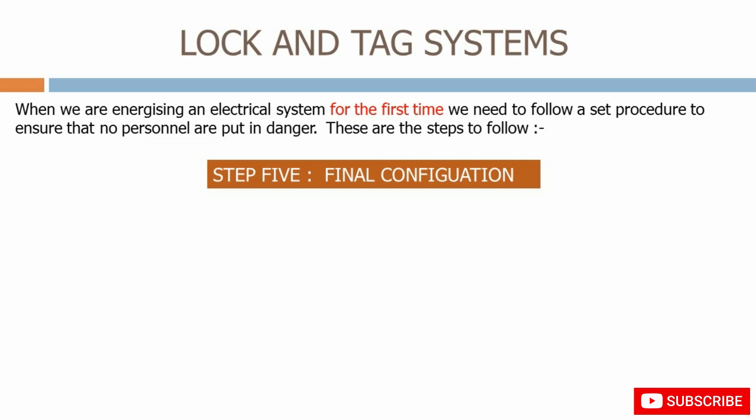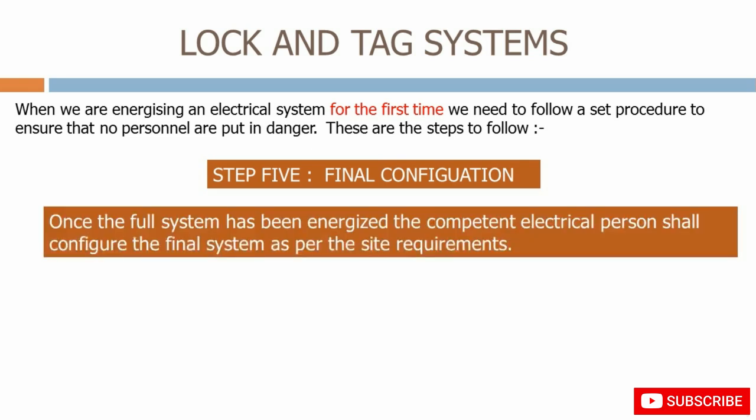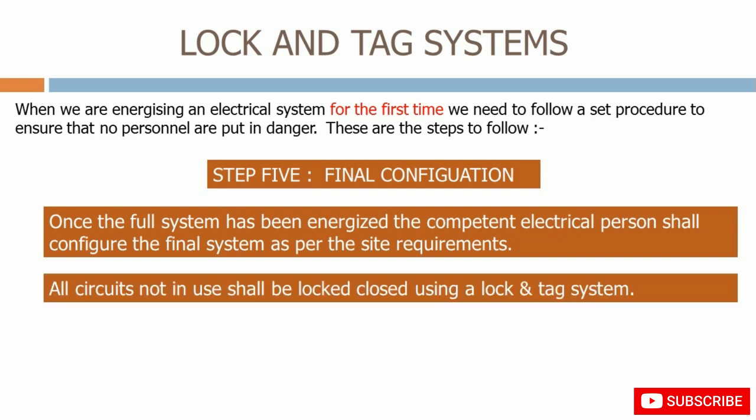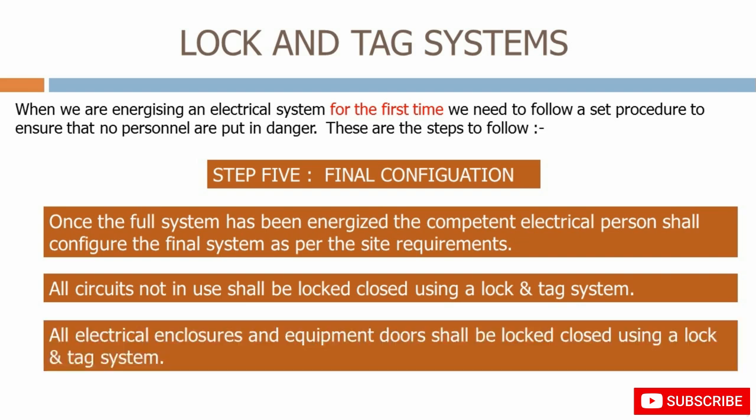Step 5 is final configuration. Once the full system has been energized, the competent electrical person shall configure the final system as per the site requirements. All circuits not in use should be locked closed using a lock and tag system. All electrical enclosures and equipment doors shall also be locked closed using a lock and tag system.